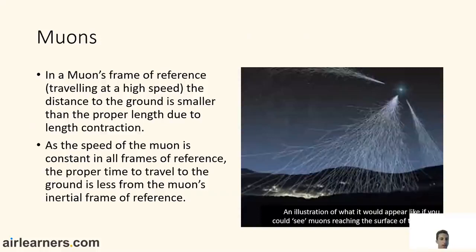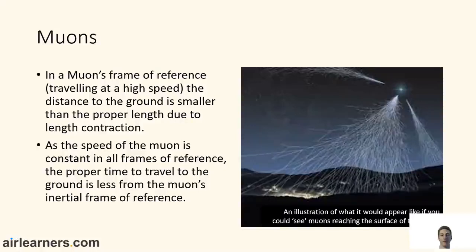Muons. In the muon's frame of reference, which travel at a very high speed, close to the speed of light, the distance to the ground is smaller than the proper length due to length contraction. So this is kind of an application of our knowledge from the previous slide. As the speed of the muon is a constant in all frames of reference, the proper time to travel to the ground is less from the muon's frame of reference.